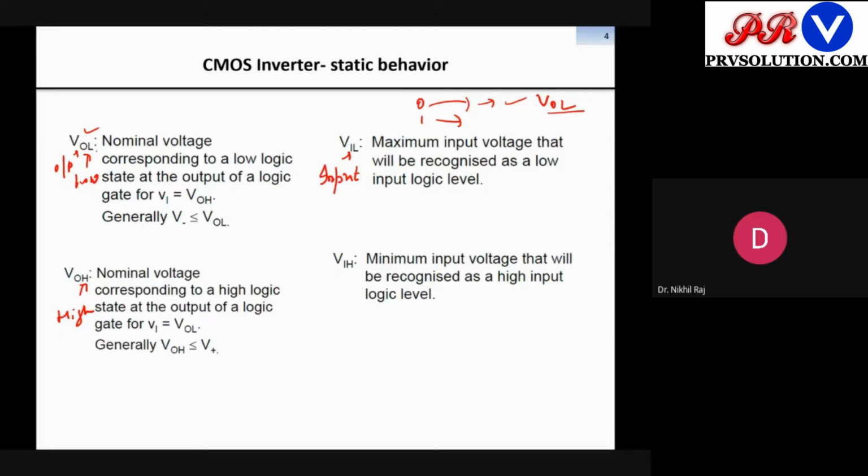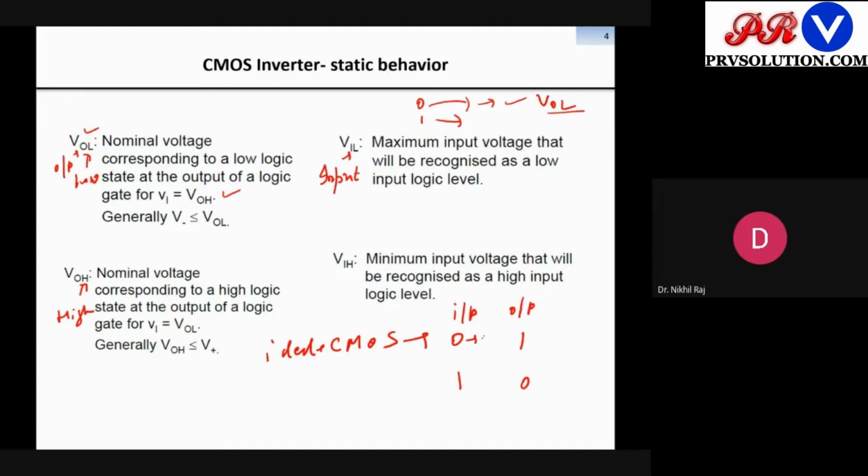So let's go to the definition. VOL: V means voltage, O means output, and L means low. This symbol denotes a nominal voltage corresponding to a low logic state at the output of a logic gate for Vi equal to VOH. So it is the low nominal voltage when the output is low. If it is an ideal CMOS inverter, if 0 is the input, what should be the output? 1. If 1 is the input, output should be 0.